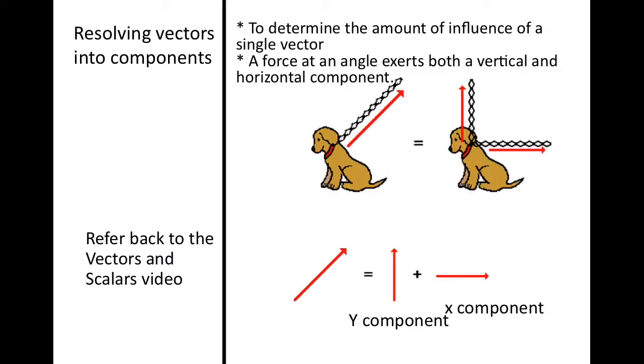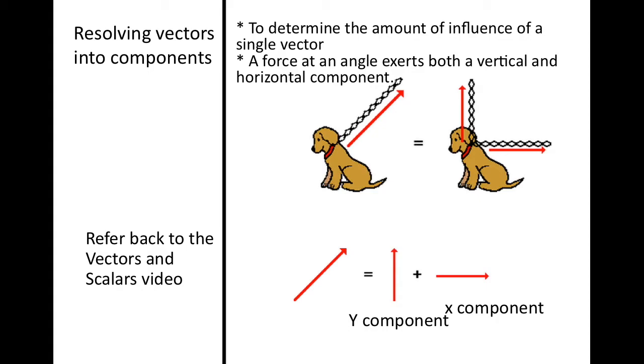To determine the amount of influence of a single vector, a force at an angle exerts both a vertical and horizontal component. So before, when we were learning about vectors, we were learning how to find the resultant. Now I'm asking you to find the force of the horizontal and the vertical component. So it's a little bit different. Instead of a person traveling at a certain angle, now there's a force pulling at a certain angle, find the x and the y components.